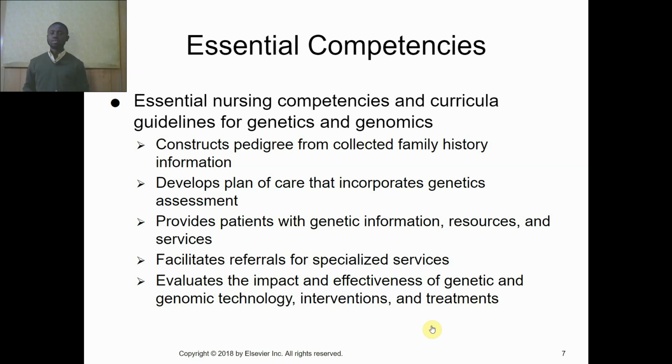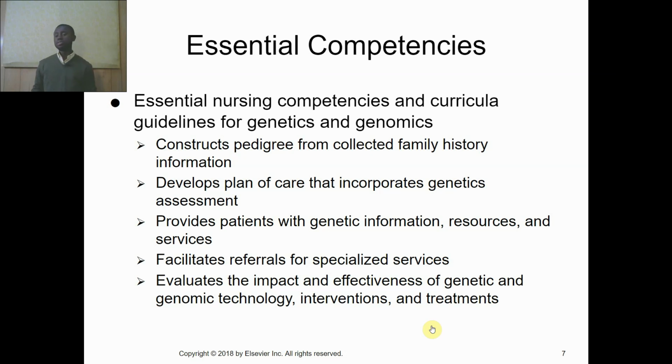Nurses also have to be able to develop a plan of care that incorporates genetic assessment, and this is part of getting the genetic history and planning to educate the client on their risks.